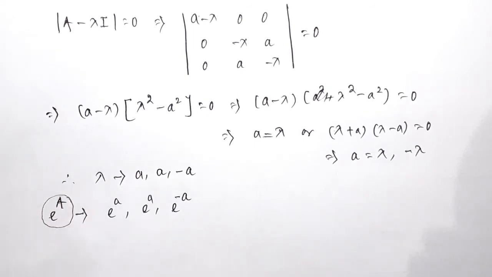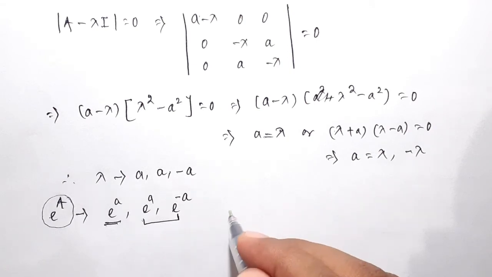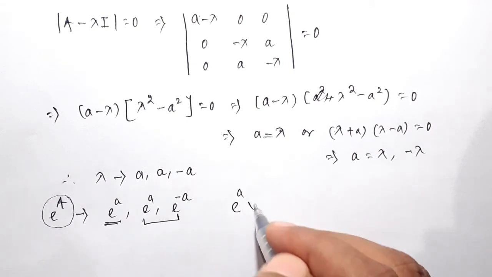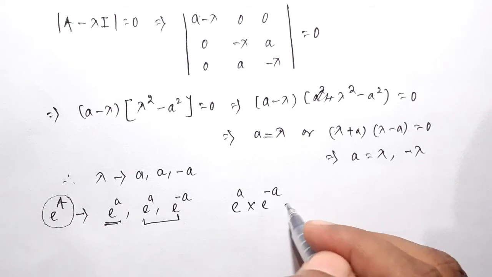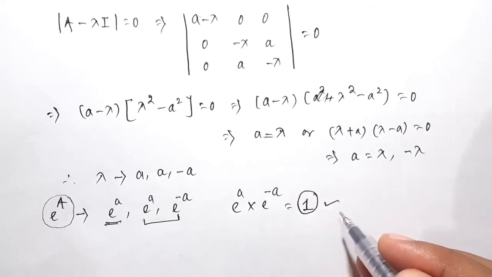Here it is also given that this is one of the eigenvalues. What is the product of the other two eigenvalues? We have to find the product of these two values. So e to the power a multiplied by e to the power minus a equals 1. So 1 will be the correct answer for this question.